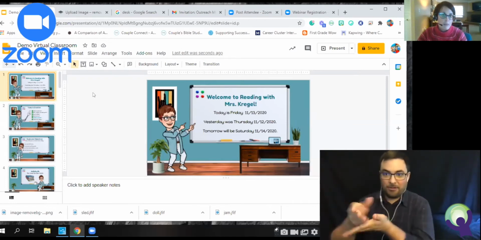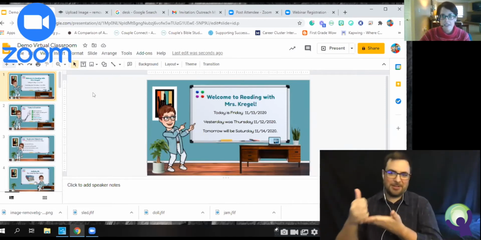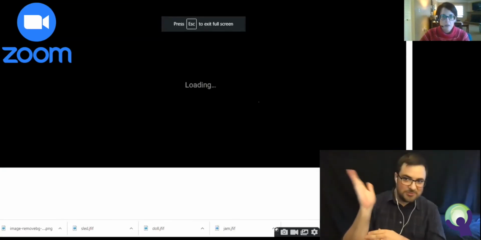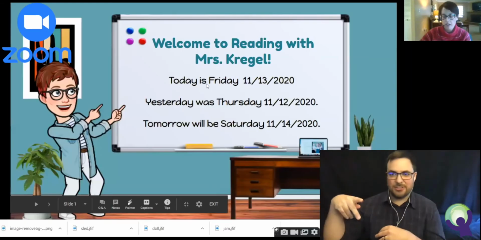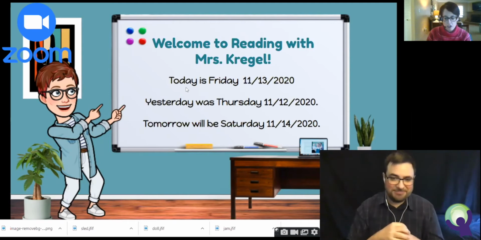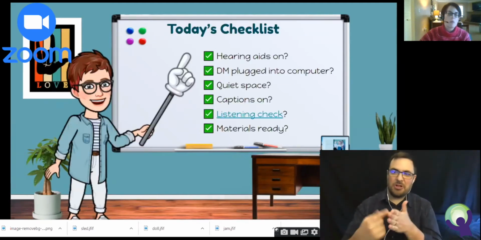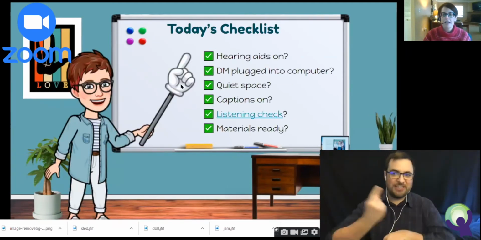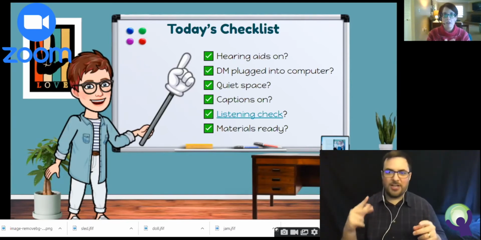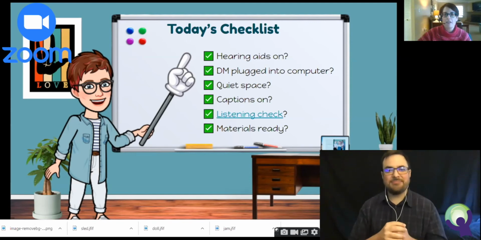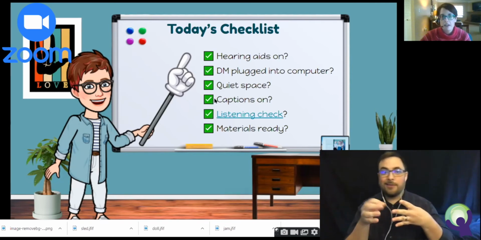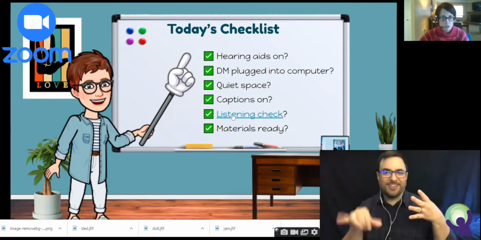So when I meet with my student, I always start with this slide. And I would just present it, and you can have it, like I said, you can have it say whatever you want, but this is just how I start it. And then I always like to start with a checklist for that day. So we just want to make sure we're starting off on the right foot. And again, it gives the student a very sequential list of what we need to have happen in order to be successful for our meet. So they have their hearing aids on, they have their DM plugged in, it's quiet, they have their captions on, and then they have their materials ready.